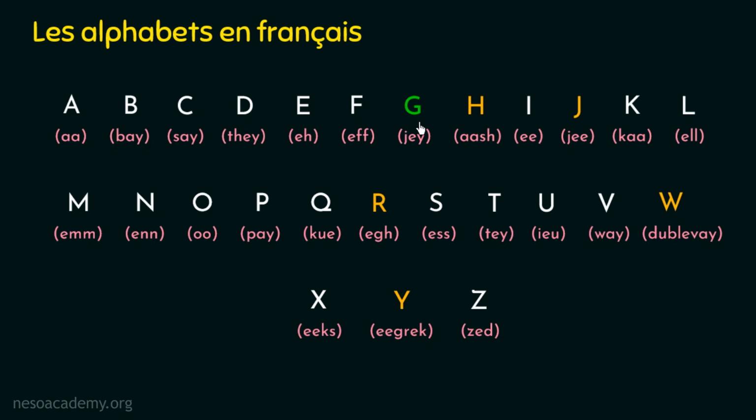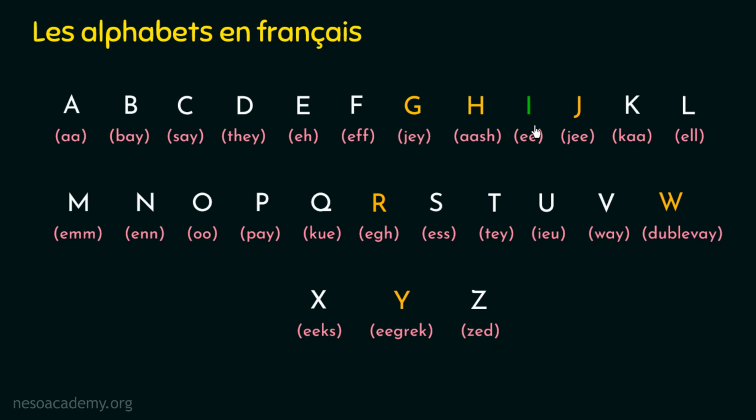Now let's move on to the seventh alphabet. And in French, it is pronounced as G. G. I hope it is clear. The next is H. H. Alright.